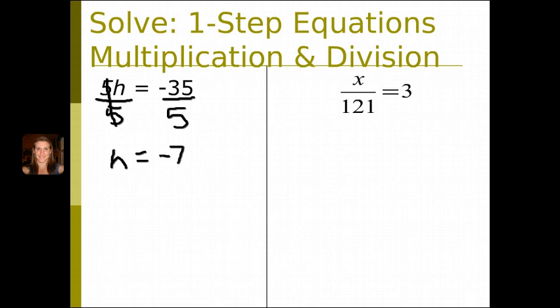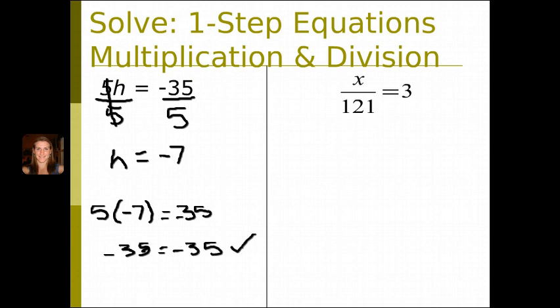To test our work, we would say 5 times negative 7 equals negative 35. 5 times negative 7 is negative 35. Therefore, both sides of our equation are equal, and our work has been done correctly.